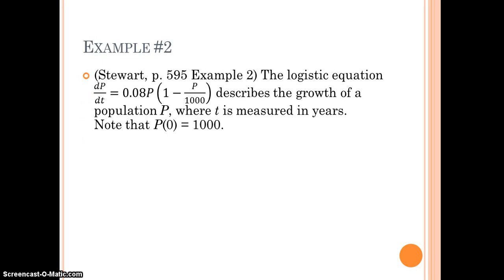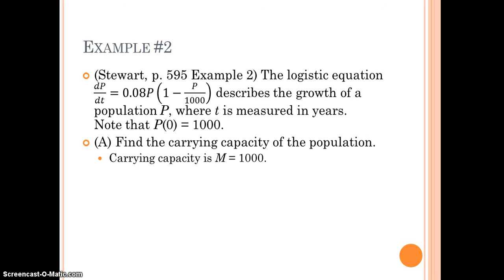Example 2. This is from the Stewart book. The logistic equation dP/dt is equal to 0.08P times (1 minus P over 1,000) describes the growth of the population, with P of 0 equal to 1,000 and t measured in years. Part A, find the carrying capacity of the population.